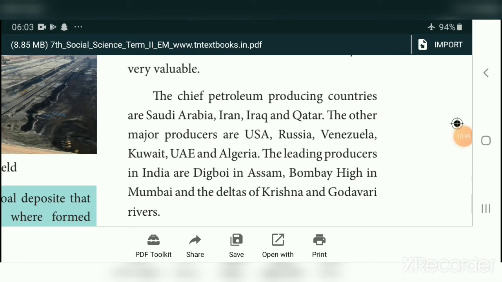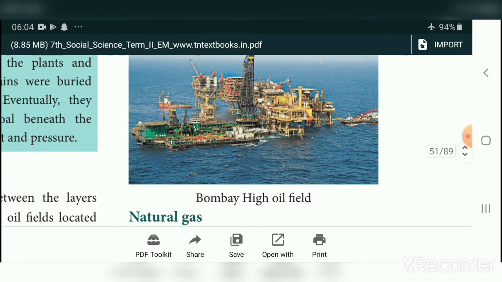The chief petroleum producing countries: first Saudi Arabia, then Iran, Iraq and Qatar. The other major producers are USA, Russia, Venezuela, Kuwait, UAE and Algeria. The leading producers in India are Digboi in Assam, Bombay High in Mumbai and the deltas of the Krishna and Godavari rivers. You see here, this is Bombay High oil field. It is located in Mumbai.